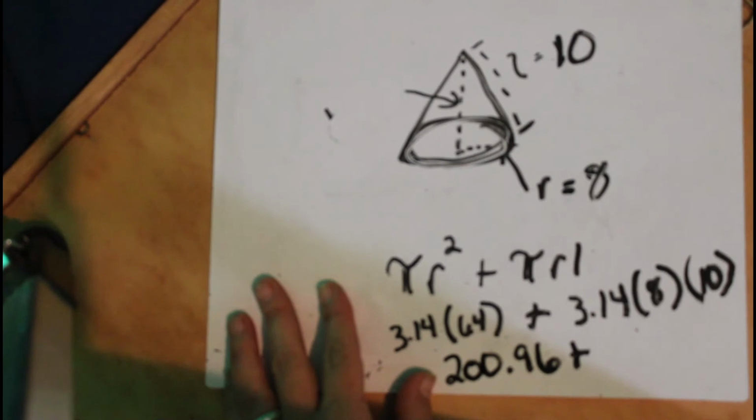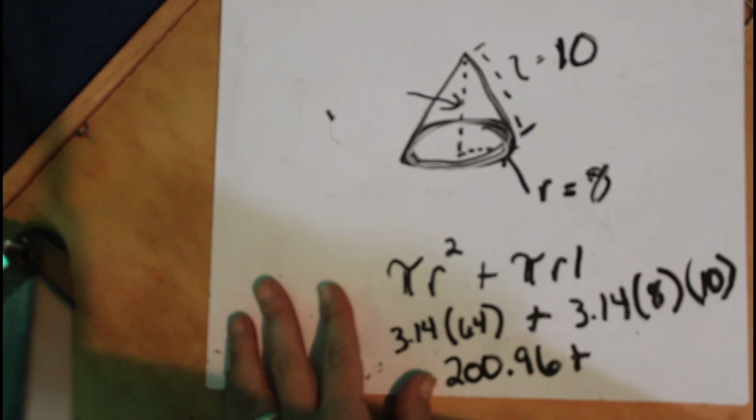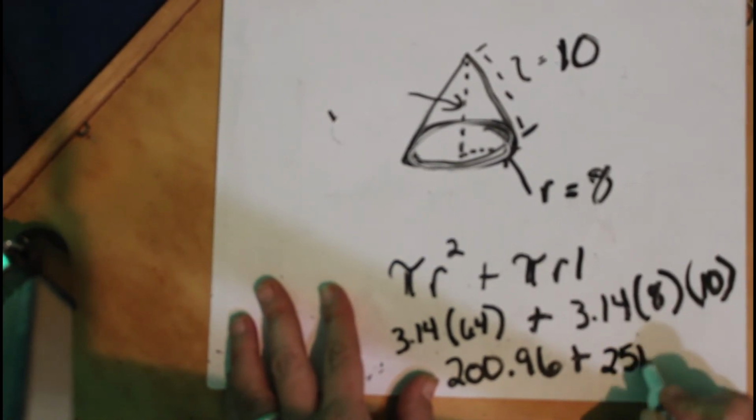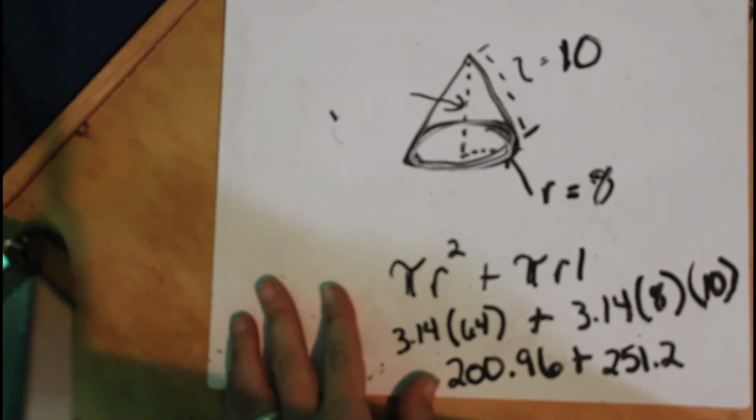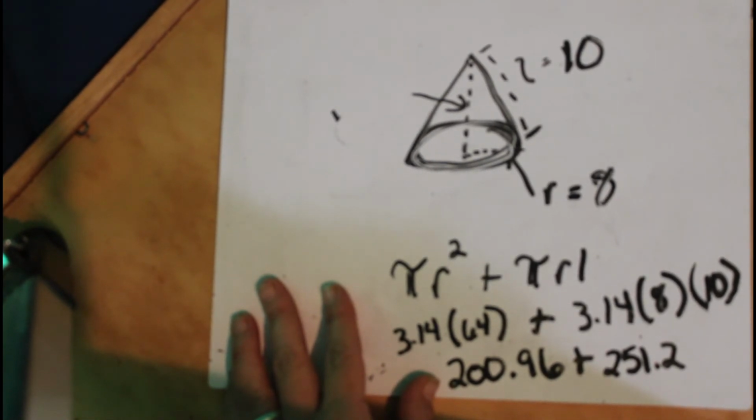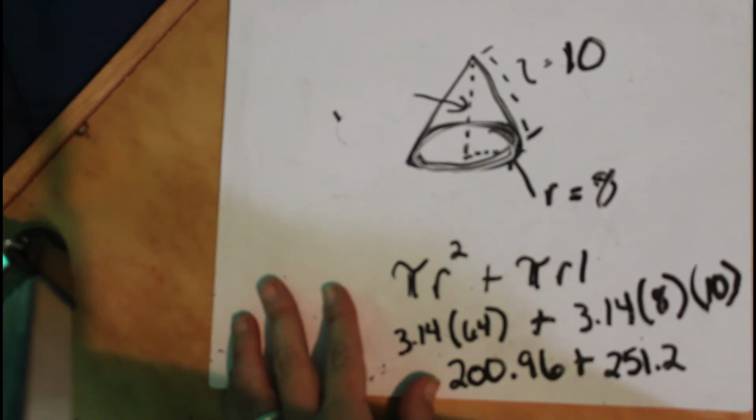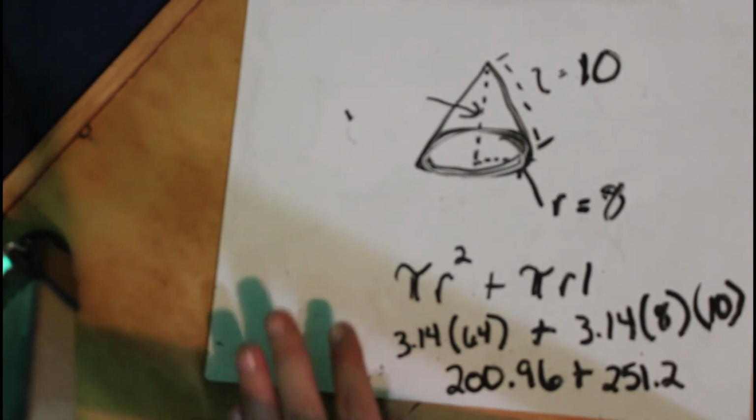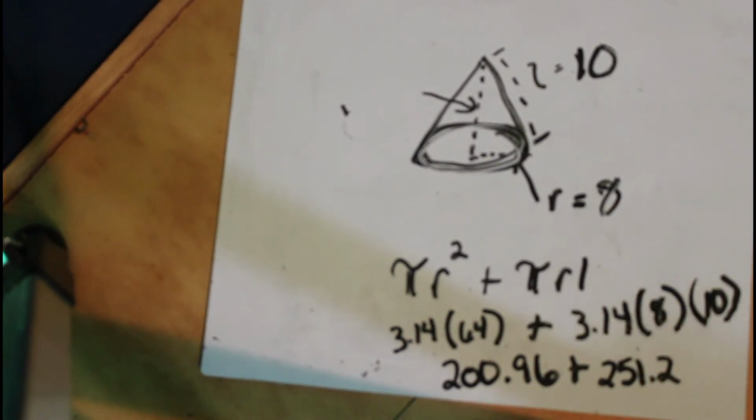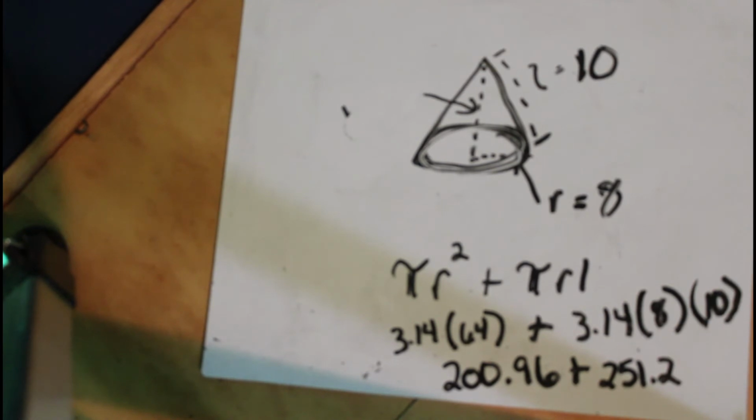Plus 3.14 times 80, 251.2, and then we just add those two together. We should get 452.16. So that's the example on page 296. So pause the video and try to do the practice problems, and then I will come back and do them.